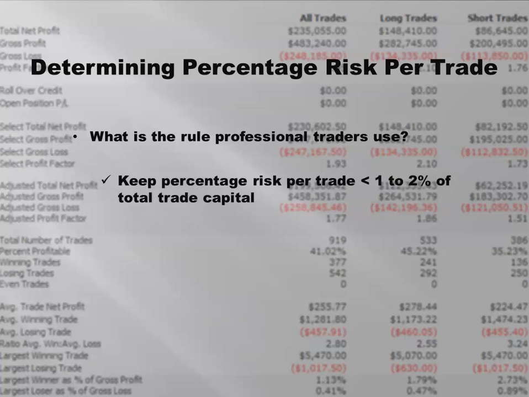All right, well, next we need to understand what rules the professional traders use. Generally, they keep their percentage risk per trade at less than 1% of their total trade capital. Now, for those with smaller accounts or seeking higher returns, you can allow up to no more than 2% of your total trade capital, provided you minimize your risk by other means described in future video tutorials.